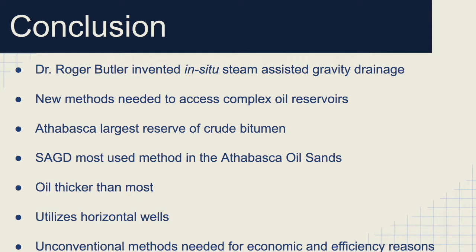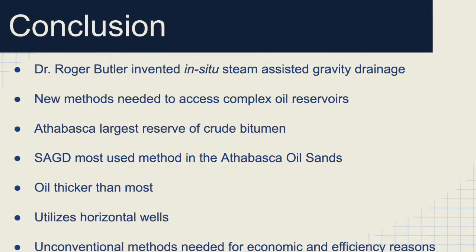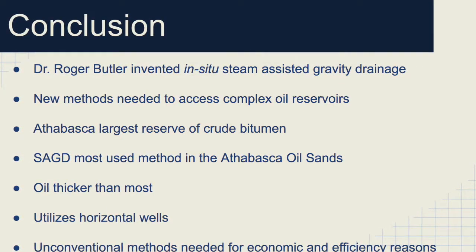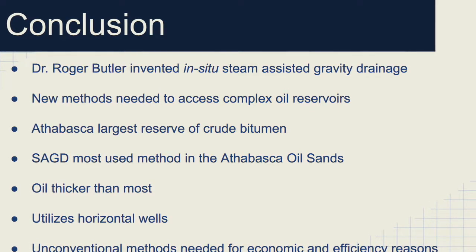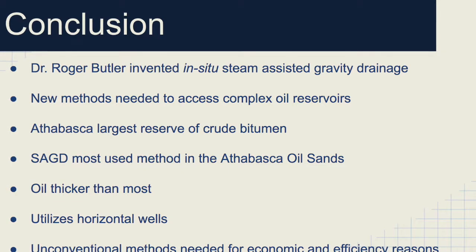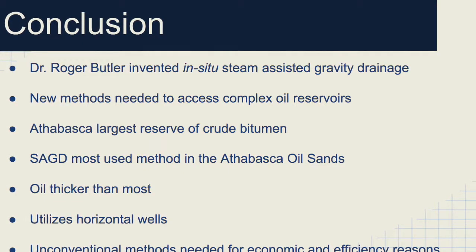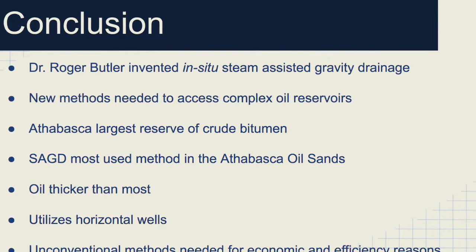SAGD is projected to be capable of retrieving 90% more oil from the Athabasca oil sands than conventional methods. SAGD is the most highly used method at Athabasca. The method is very efficient. The fuel cycle break-even cost of SAGD is 4th lowest overall.